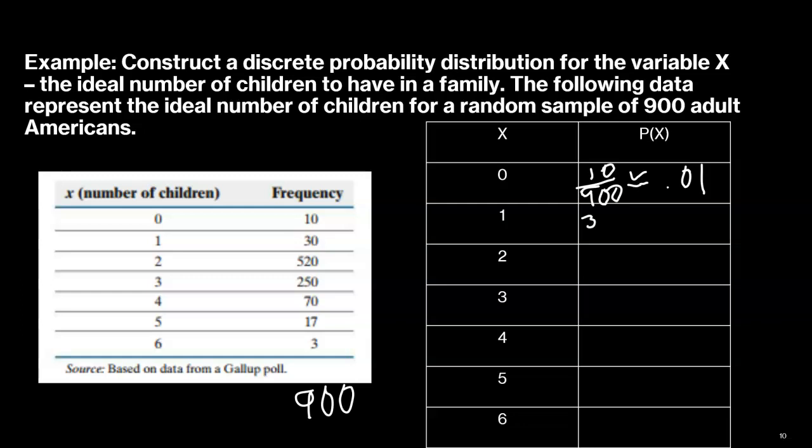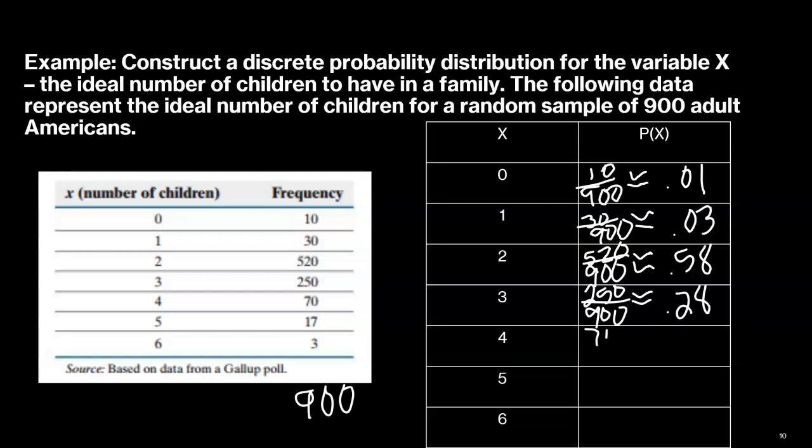We'll do the same thing for 1. There are 30 people who said it should be 1 child. So you do 30 divided by 900, and rounded to 2 decimal places, you get 0.03. The same thing for 2. 520 people said there should be 2 kids. So 520 divided by 900, rounded to 2 decimal places, is 0.58. For 3, there are 250 people, so 250 divided by 900 gives you 0.28.